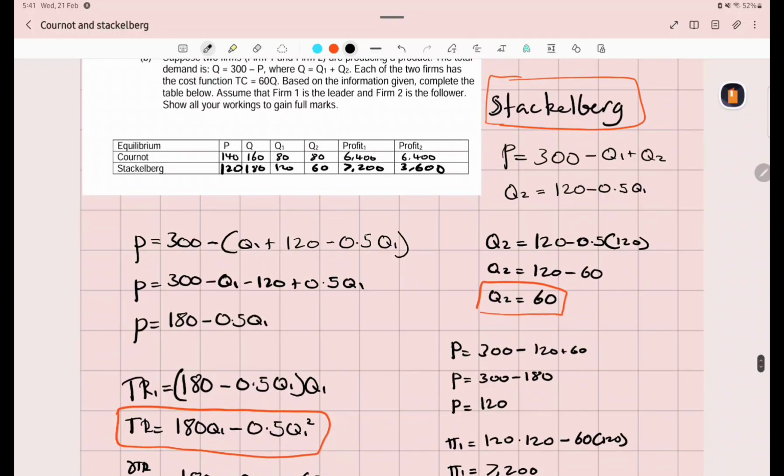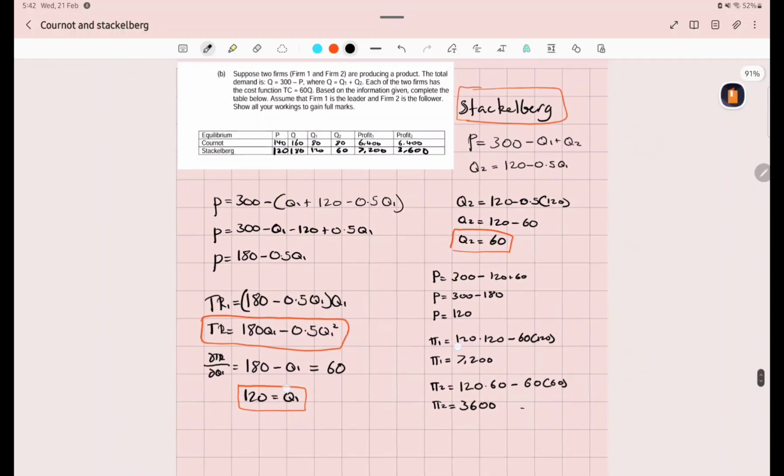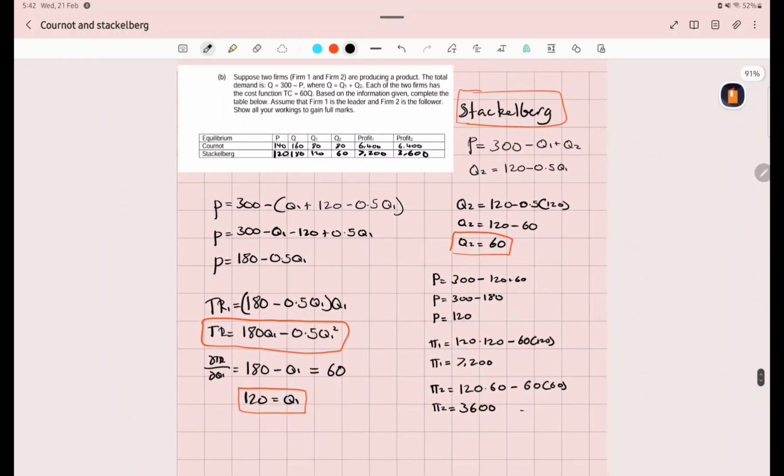So comparing Stackelberg and Cournot, in Stackelberg the price is less. The quantity is more, but for Q1, the leader, they produce twice as much as quantity 2, and the profits are higher for the leading firm, lower for the second, following firm. I hope I did those correctly, and thank you.